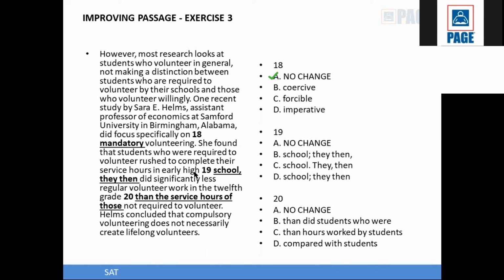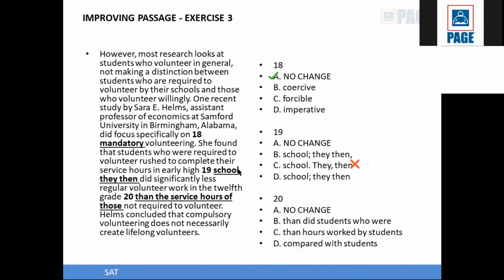Complete the service in early high school. If you want to have a full stop, then we can't have a comma. We can go with a full stop, but you don't need a comma here. So 19 is a D. Okay, 19 is a D. If you use a semicolon, you can go with the semicolon. So we have got here B and D.